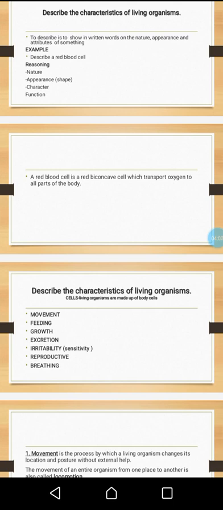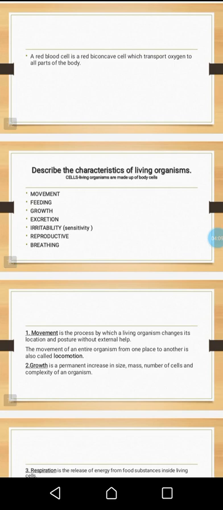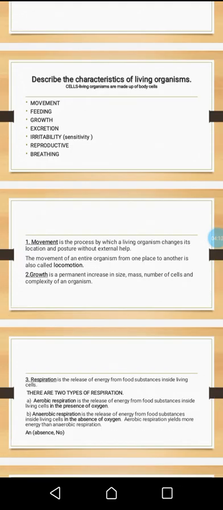Then let us look at the description of characteristics of living organisms. Describe the characteristics of living organisms. The first one of great importance before we proceed, although it's not considered as one of the characteristics of living organisms, is cells. All living organisms are made up of body cells. Anything that is made up of cells, any cell, is a living organism. Even if it's a single cell, it's a living organism.